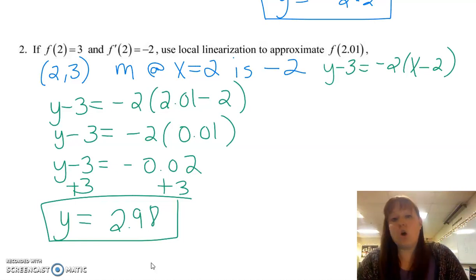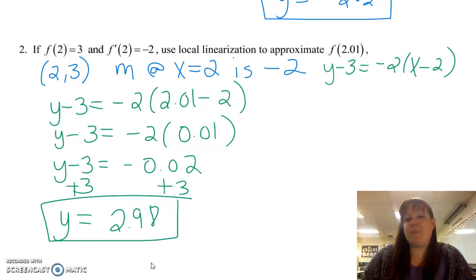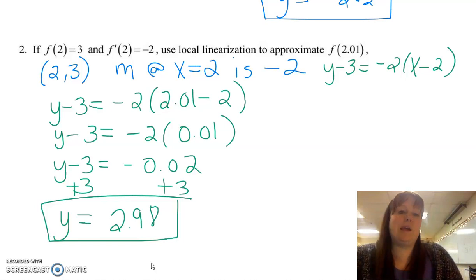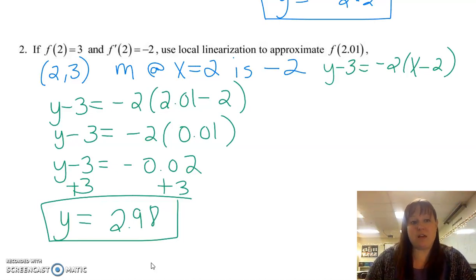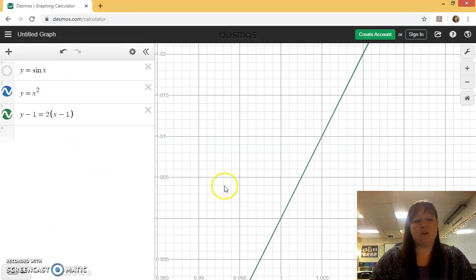Since we don't actually know the function, it's possible that it could be a little bit different than that. But this approximation is a really good way of finding it, and you see, I did all of that without a calculator. It was so much easier than trying to evaluate an actual function. So that's linearization in a nutshell. I hope it makes some sense, and we'll practice some more in class.